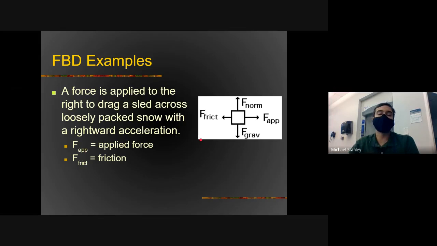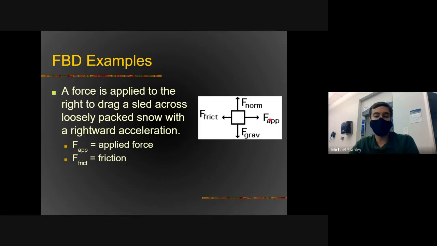So the sled is on Earth, so we have gravity that's pulling it down. The sled is sitting on the ground. It's sitting on a surface. So whenever we're sitting on a surface, we have our normal force again that is pushing back on the sled from the ground. We have the force of the kid pulling the sled. So we have our applied force.